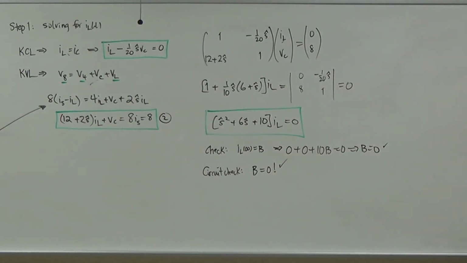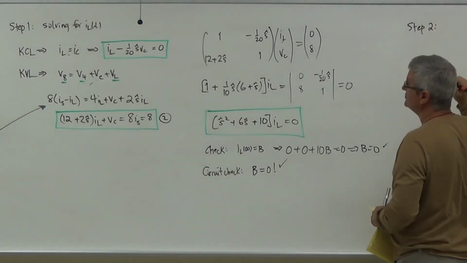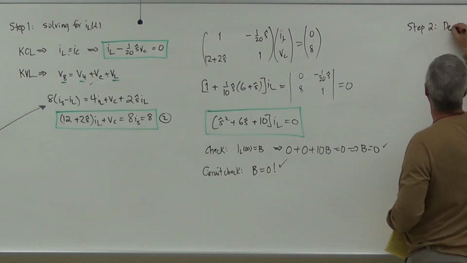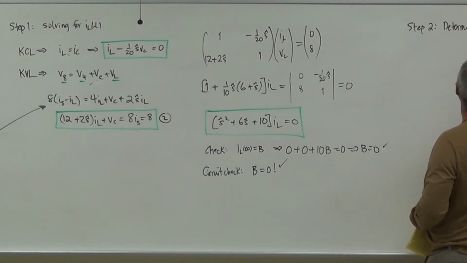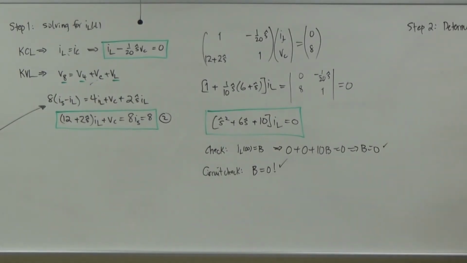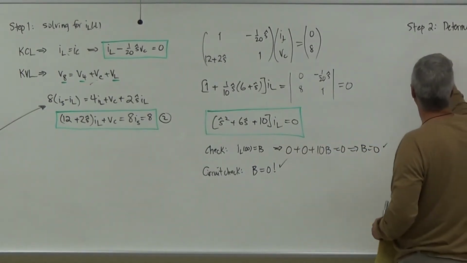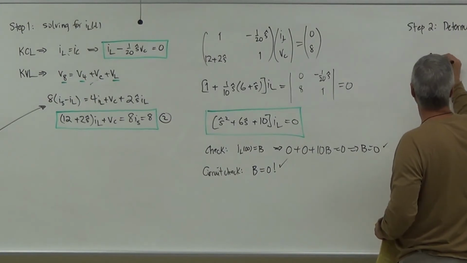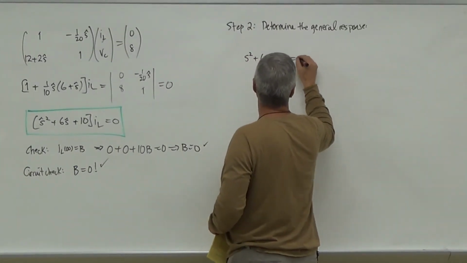Now, let's go to step 2. So step 2 here tells me I got to go determine the general response. Okay, here we go. Here's my characteristic equation. My characteristic equation says that I have s squared plus 6s plus 10 equals to 0.